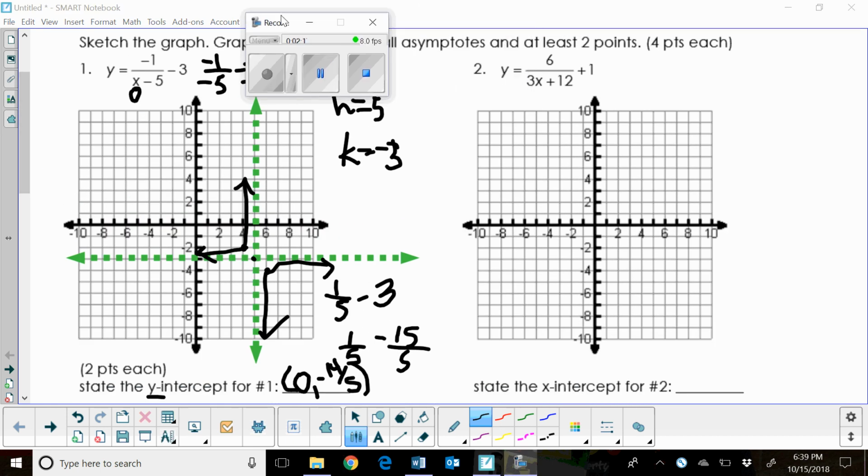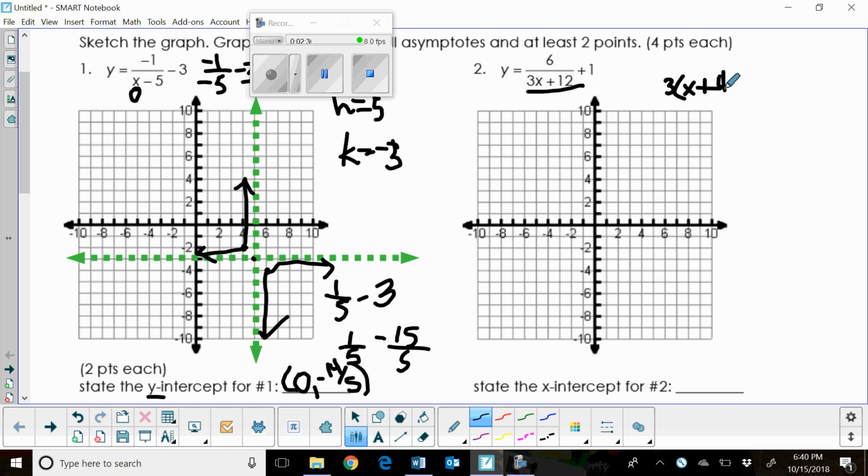Okay, so now let's look at the second one. The second one's a little bit trickier because we have a common factor. So let's take out a 3, and then we're left with x plus 4 in the denominator and a 6 in the numerator. But notice those actually reduce. So I can take out a 3, and then my a on top becomes +2.